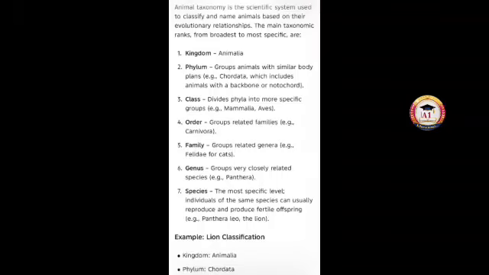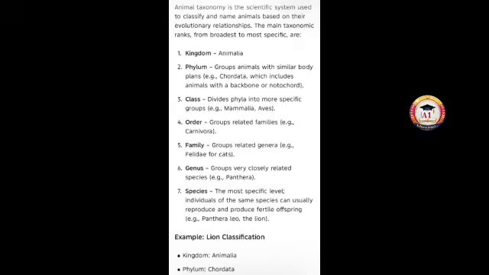So animal taxonomy is a scientific system used to classify animals based on their evolutionary relationships and shared characteristics. Now, when I mean shared characteristics, I mean what those animals have in common. Let's say we have goats and elephants. There's one thing they have in common, which is a backbone. So let's go deep into what we have to discuss today.